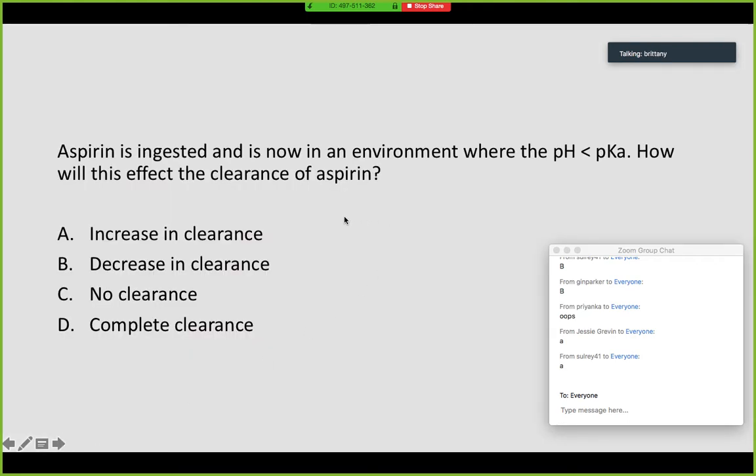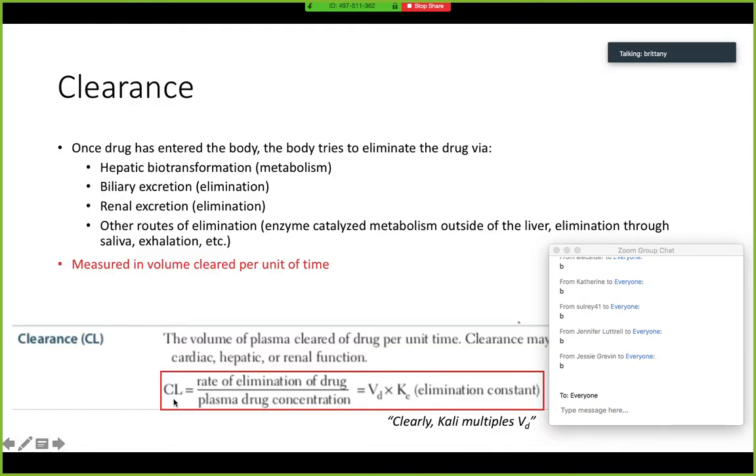Okay, so slightly tougher. Aspirin is ingested and is now in an environment where the pH is less than the pKa. How will this affect the clearance of aspirin? Right, you guys got it. So if you think about this equation here, which the only thing you need to know for tomorrow is the clearance, clearance multiplies Vd, but clearance is also proportional to the rate of elimination of the drug. So if the rate of elimination decreases, that means the clearance is also going to decrease.